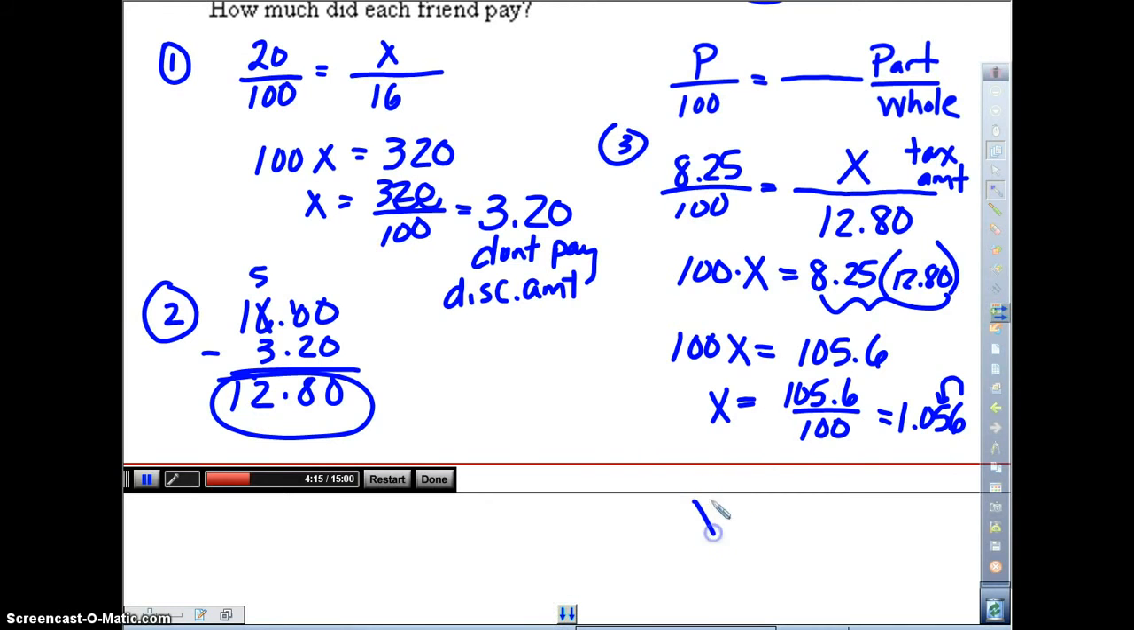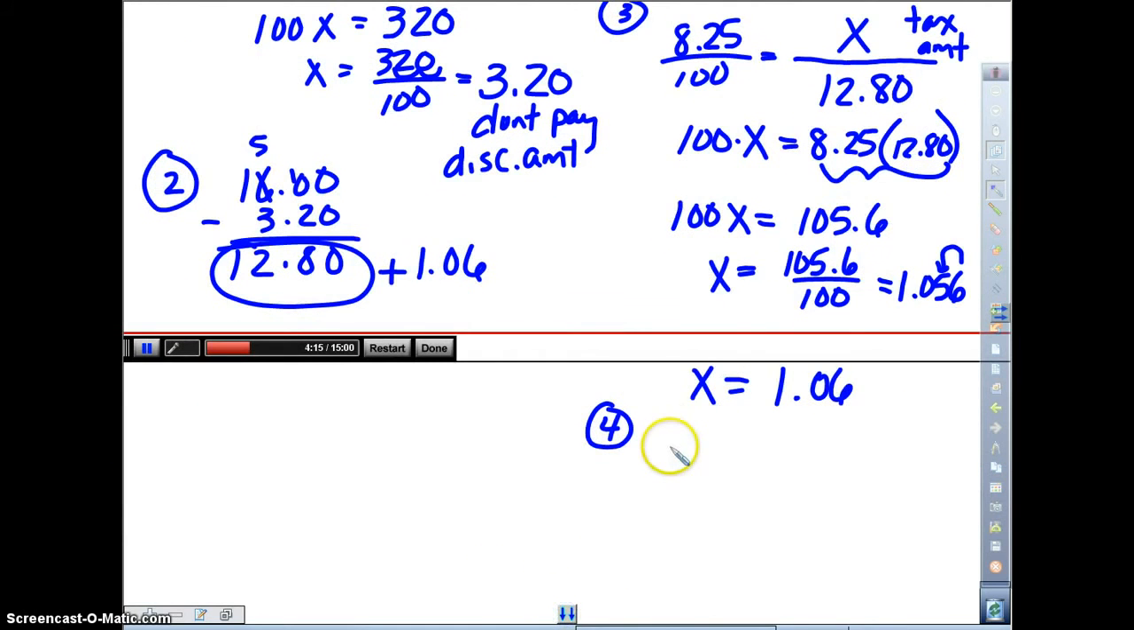So my actual amount of tax is $1 and what? Yeah, 6 cents. Okay, we're not done because that's the amount of the tax. What does the cash register always do with your tax? Yeah, it adds it back to the price of your item. So our next step is to add these two together. All right, fourth step. The discounted price of my item plus my tax, there's the price of the item with the tax.